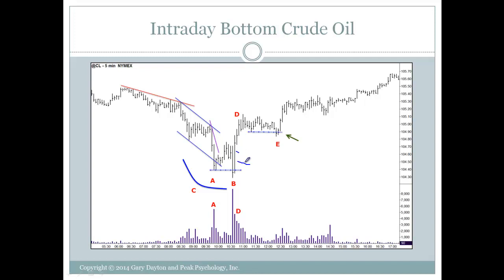Nevertheless, we see pretty good volume. I know it's diminishing, but look at the size of the volume compared to the last rally we had in here, or in this move in here. We've got quite a bit of volume on this move up to D. Okay, so we have now a sign of strength coming into the market.